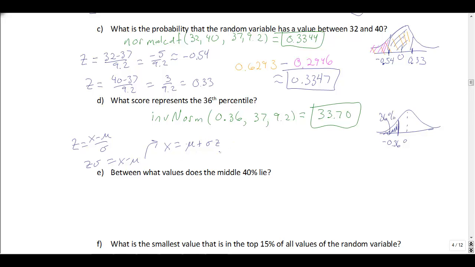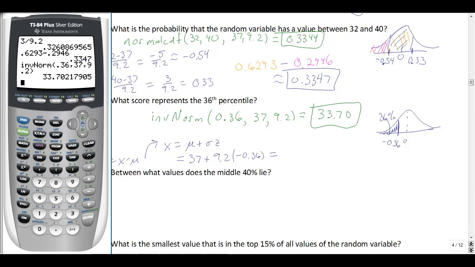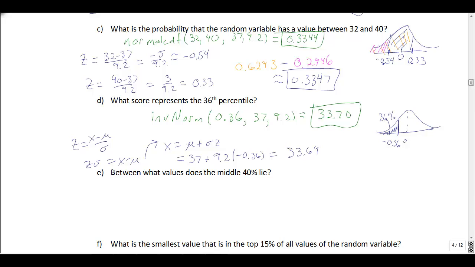In this case, mu is 37, sigma was 9.2, and z is negative 0.36. So it's going to be 37 plus 9.2 times negative 0.36, which works out to be 33.69, maybe. So that would be an acceptable answer as well, working this out by hand. Very similar results.